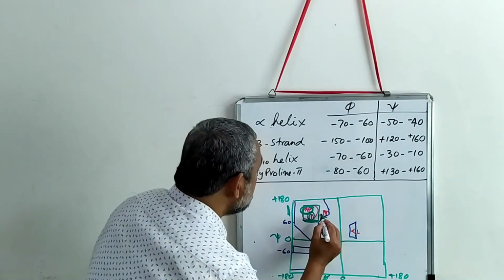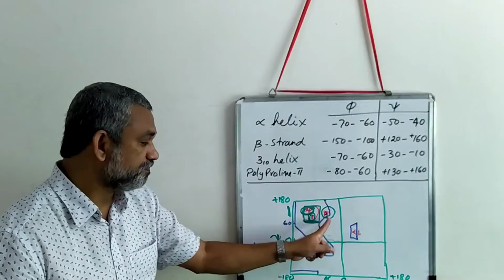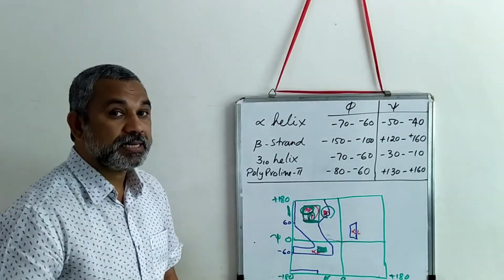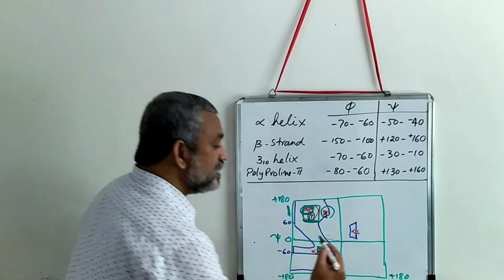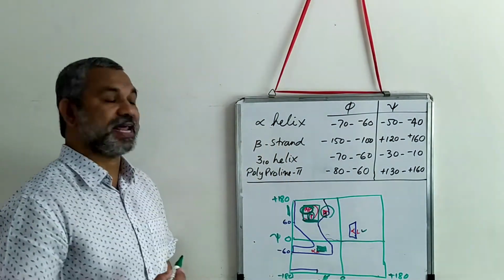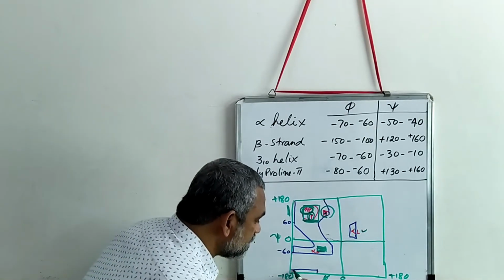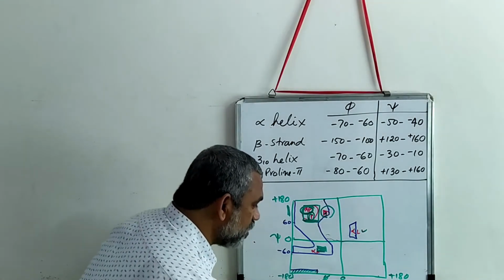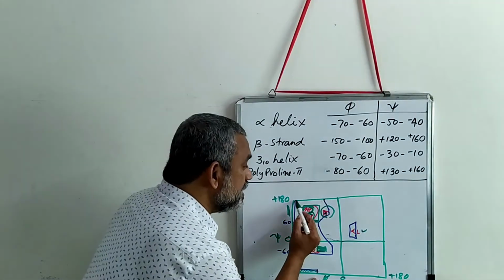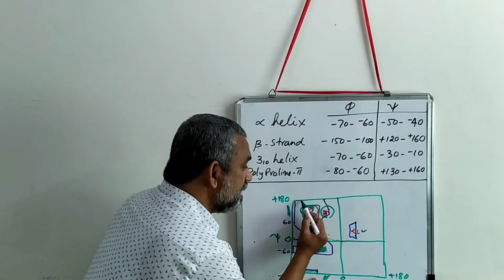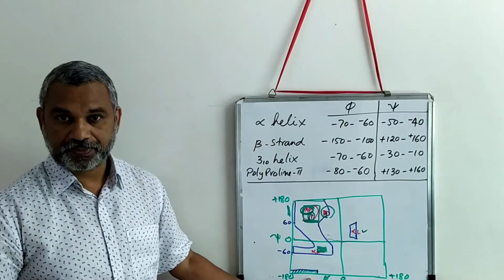Similarly, you will find the polyproline II structure forming here, and in the left-handed helix, this is the place for the left-handed helix. Now also see that there is a small stretch that is shown here. What is this small stretch? That is nothing but the extension of this region. The extension of this region is shown here as the small stretch.